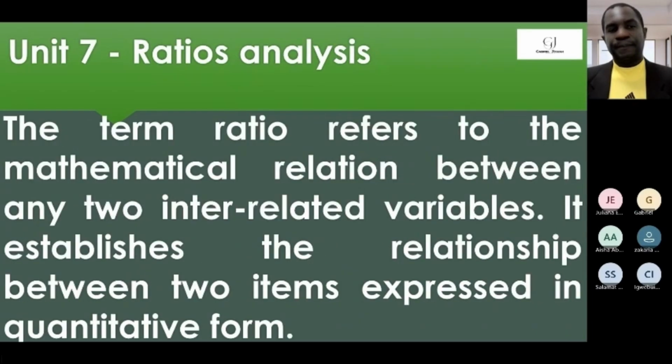This is key. The term ratio refers to a mathematical relation between 2 interrelated variables, and it establishes the relationship between 2 items expressed in quantitative form. So ratios are what we'll be looking at if you've been doing accounting from secondary school. Like I started doing accounting in SS1, 2, 3, entered university, I studied accounting. So I'm familiar with ratios, except if you are coming from maybe foundation, not an accounting background. So ratios shouldn't be an issue. It's a common calculation for accountants. And it's simply understood by 2 relationships.